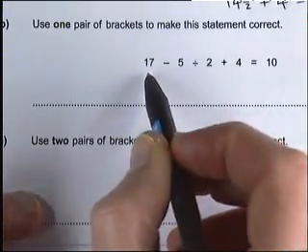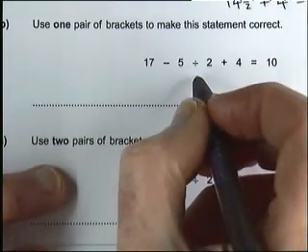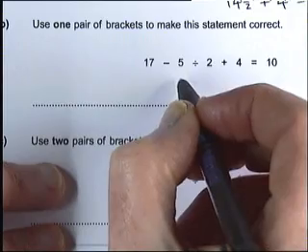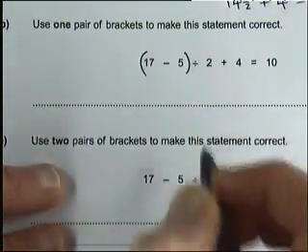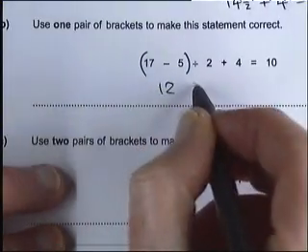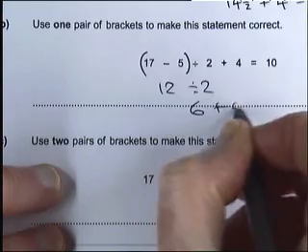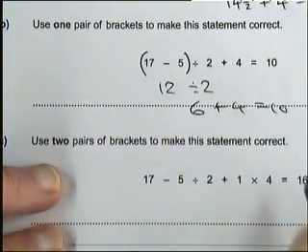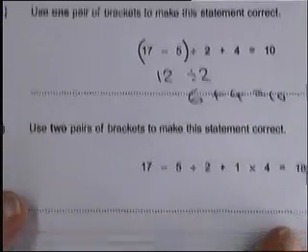So I've got to make sure that this 17 take away 5 is done first. It's done before the dividing. And to make sure it's done before anything else, I need to put that in brackets. So that will now give me the sum 12 divided by 2, which is 6, and 6 plus 4 is 10. So putting those brackets in there has made that one work out.